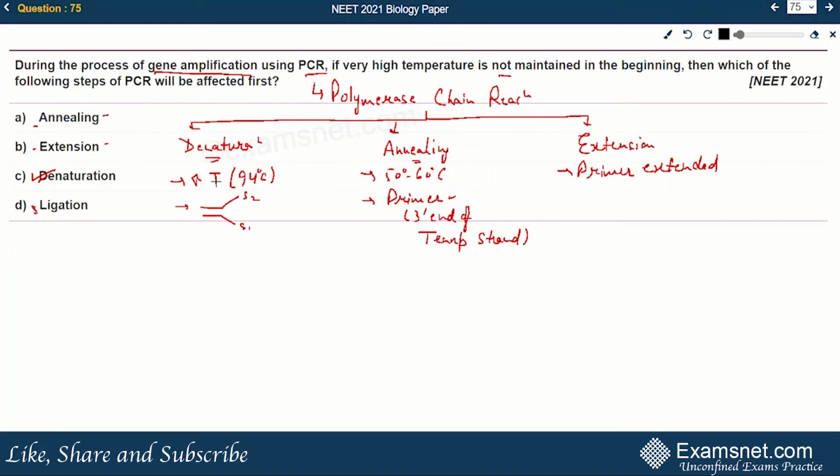What is ligation? Ligation is the process of joining of DNA fragments with the help of which enzyme? DNA ligase. Okay. So I hope you understood this.